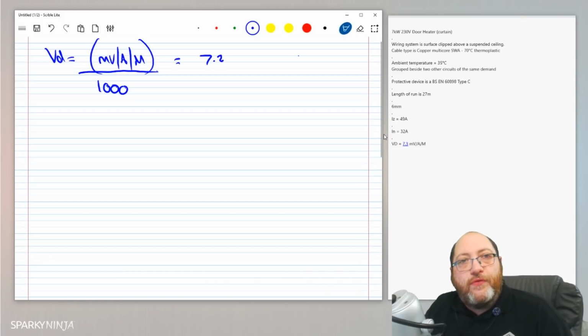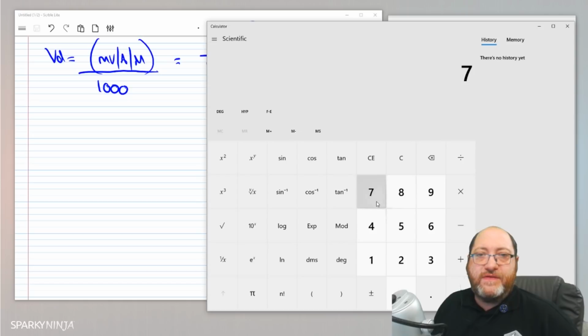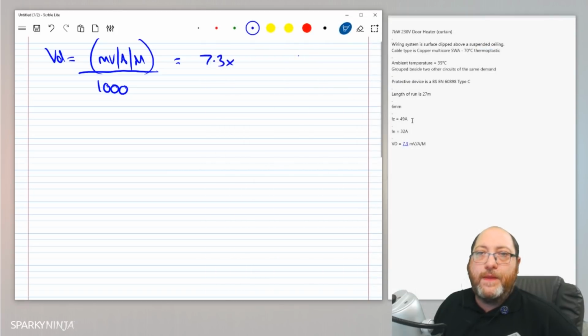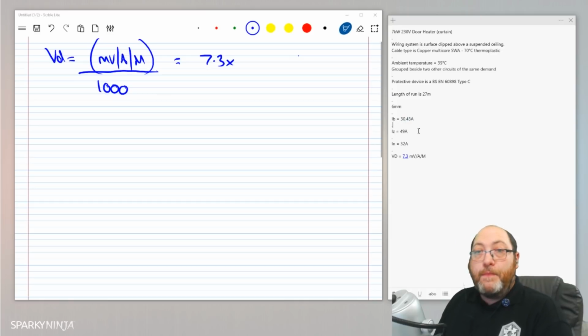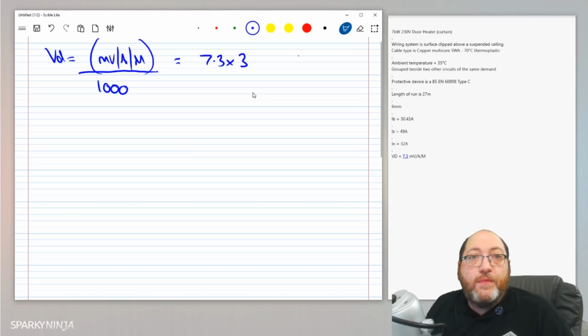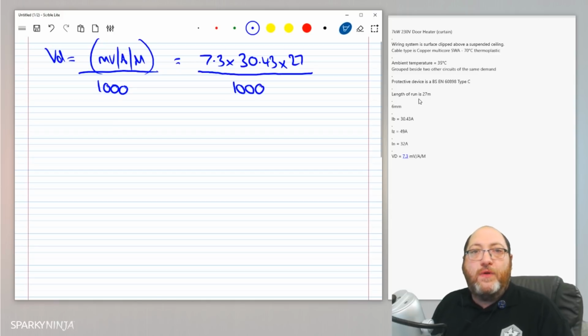That means the 7.3 millivolt per amp per metre times the design current, which I've just deleted. 30 amps, wasn't it? I should have written that one down. 7,000 over 230, 30.43. So IB equals 30.43 amp. And we times it by the IB because that's obviously the current being pulled. We do not times it by the IN. So that's going to be 30.43 times the length. The length is given in the question as 27 metres, and I divide that by 1,000. The reason I'm dividing it by 1,000 is I don't want a millivolt value, I want a volt value.